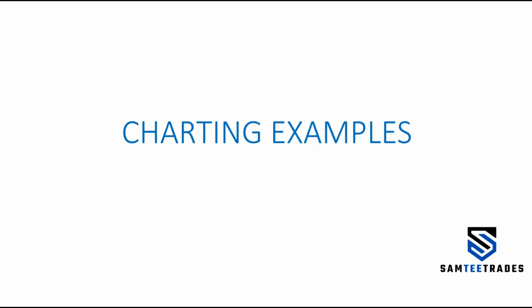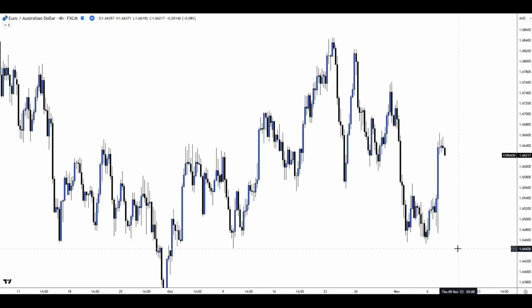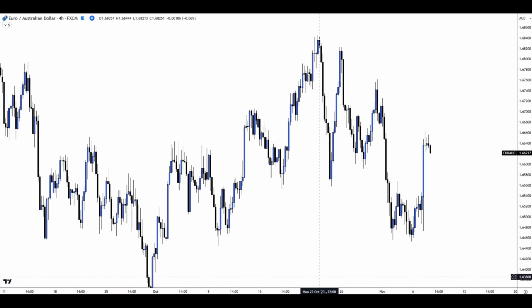So what we will do, we will get onto the charts, and then obviously, hopefully by the end of that, you know exactly what. Guys, so we're now looking at Euro Australian dollar on the 4-hour chart.